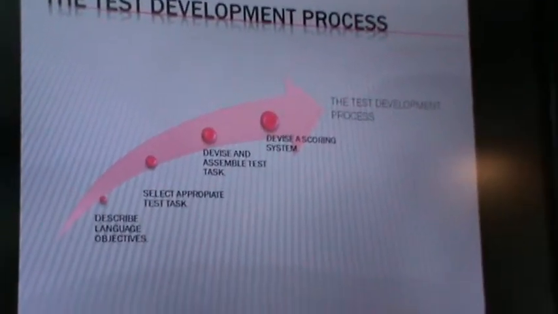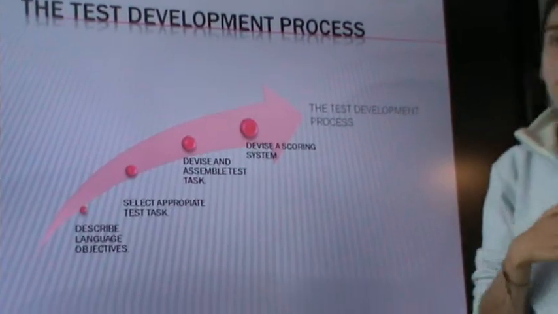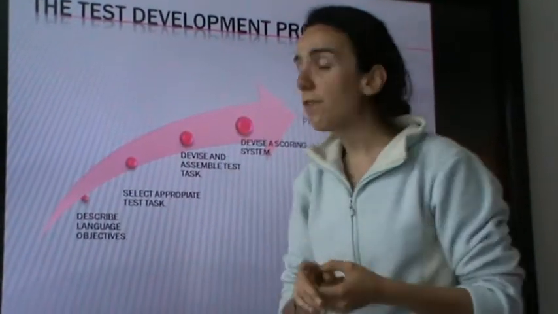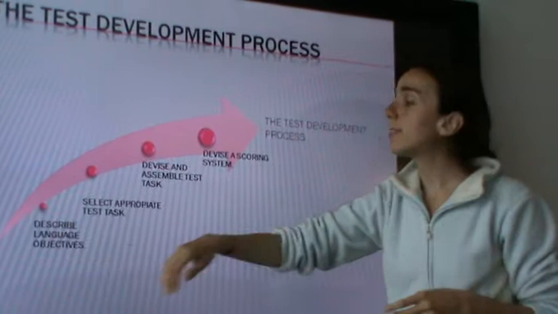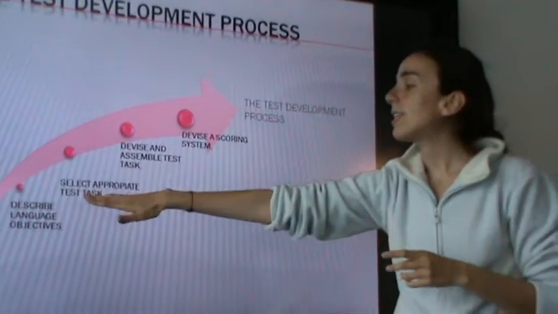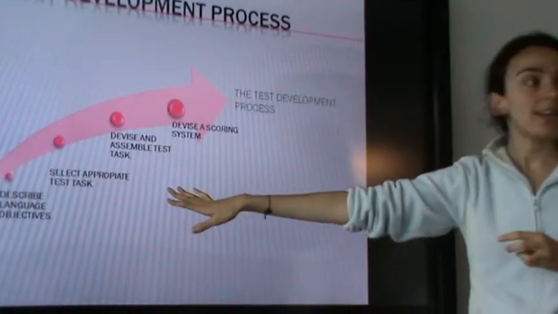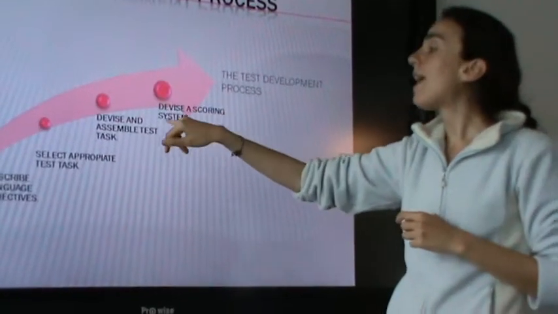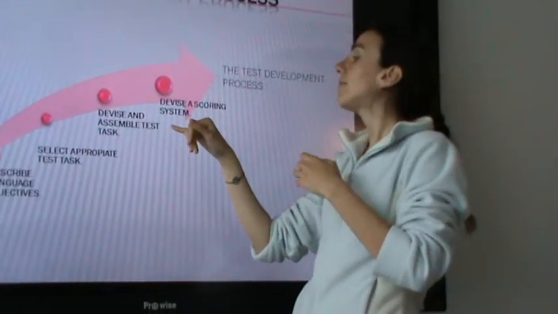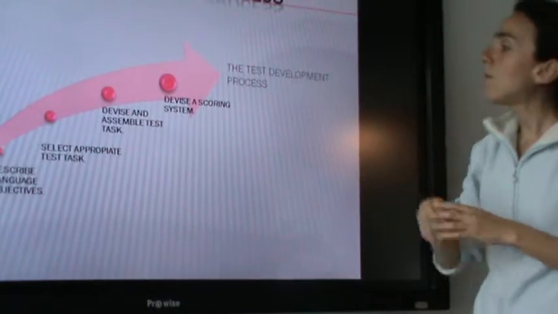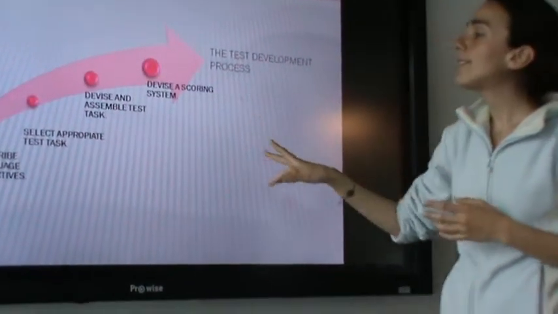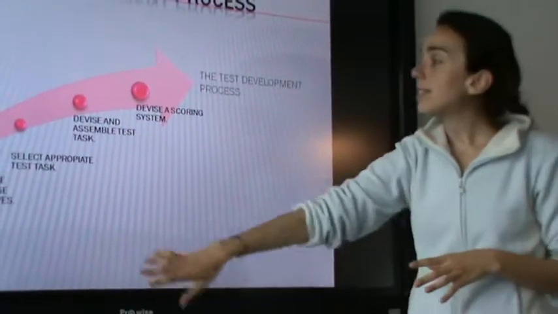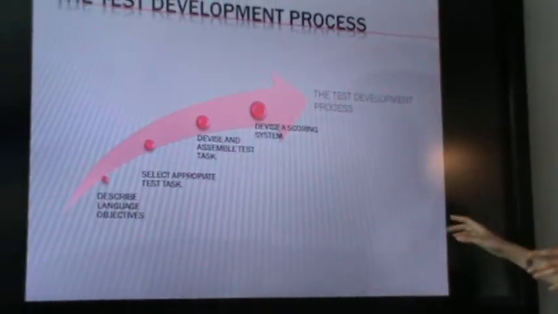When you develop a test, you have to follow a process. First of all, you have to describe language objectives. Secondly, you have to select the appropriate test task. Thirdly, you have to devise and assemble the test task. And fourthly, you have to devise a scoring system. This is the process of test development.